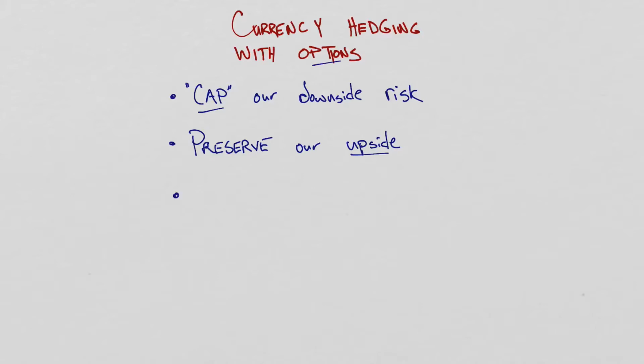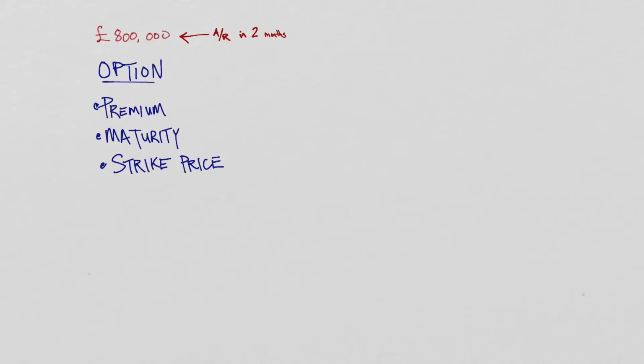This upside is a unique feature of only options. And as a result of this potential upside, another unique feature of options is their cost. That is the option premium. In addition to the premium, we'll also have the maturity of the option, as well as the strike price. For our 800,000 pound accounts receivable that we're going to receive in 2 months, we'll want to make sure that the maturity of the option, that is how long it's good for until it expires, is the same date as the accounts receivable. In this example, 2 months, or at least as close as we can get to 2 months.